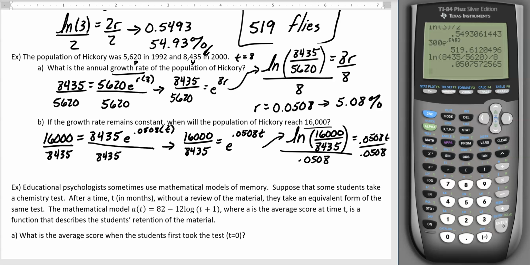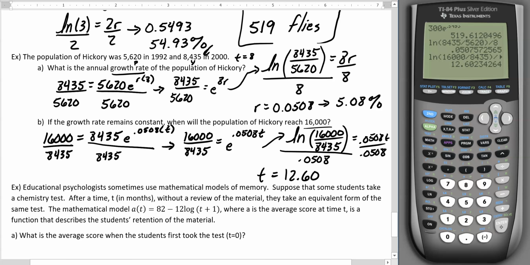Let's put that in our calculator. So the natural log of 16,000 divided by 8,435, and then divide that by 0.0508, you get 12.60. So t equals 12.60, but think about that. That's not saying the year 12. This is 12 years after our initial. So our initial was from 2000, so that means 2012 would be my answer here.